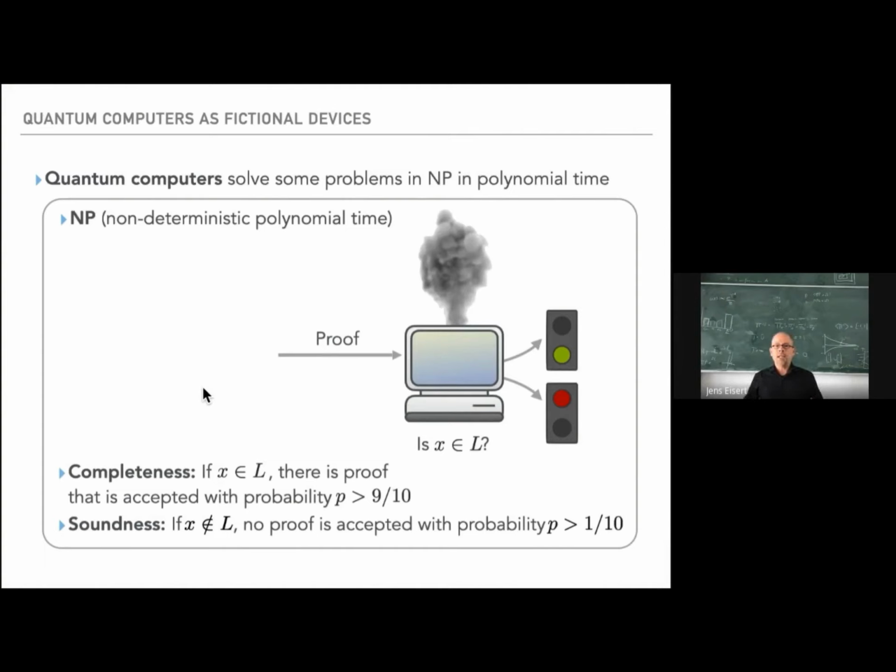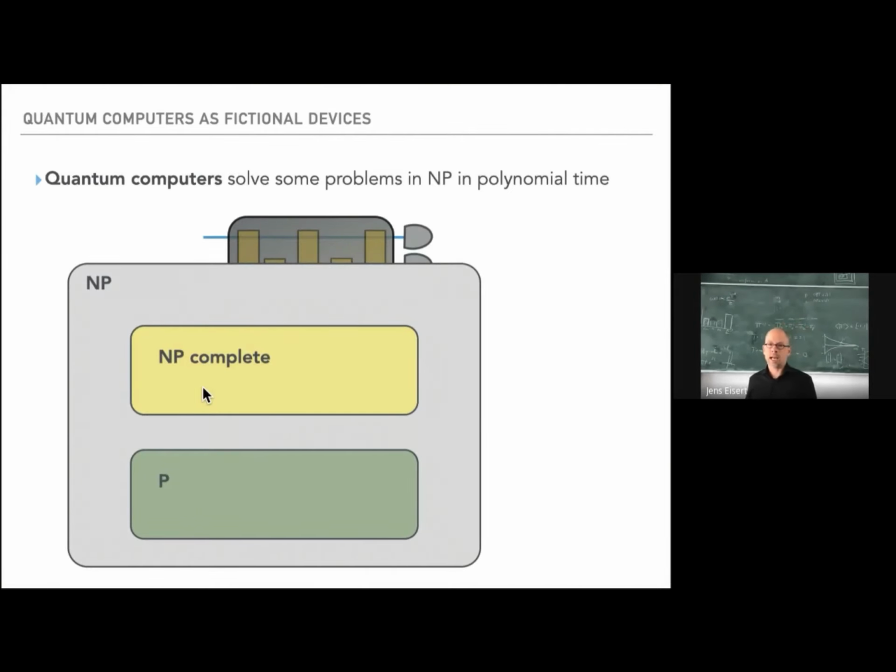So complete here refers to the property of being able to simulate everything in the complexity class. So there's NP-complete problems. In P, the problems are the problems that can be solved in polynomial time.